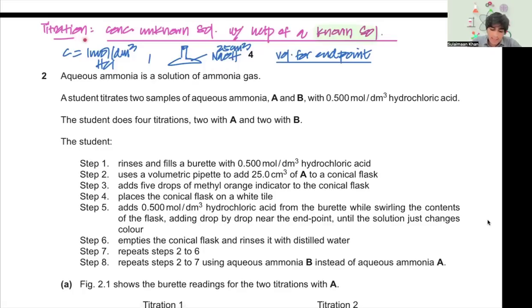So the entire idea behind conducting the titration experiment is to figure out the volume of the known solution right here, how much of 1 mole per dm cube of hydrochloric acid was required to neutralize sodium hydroxide.